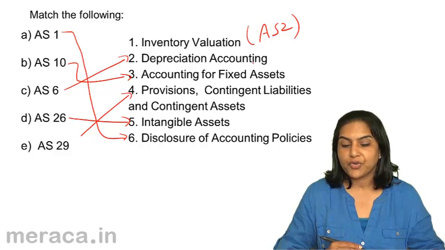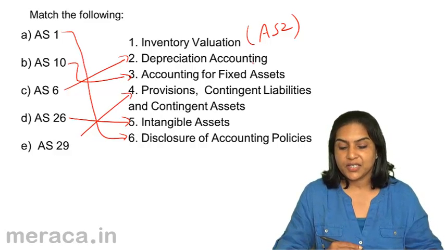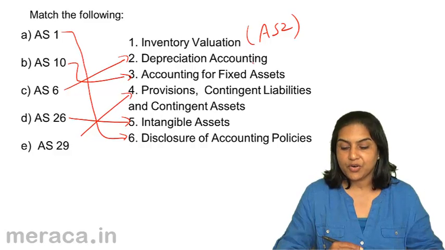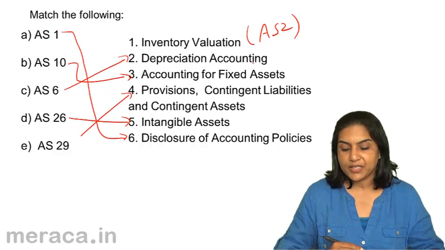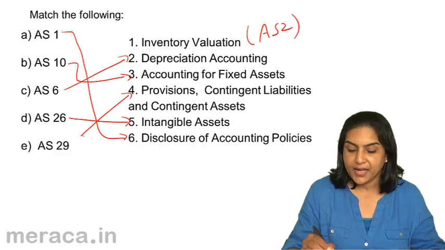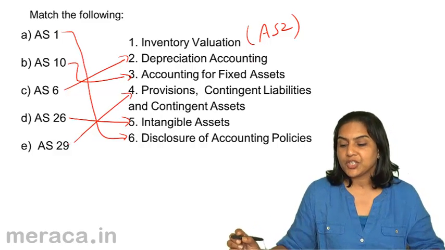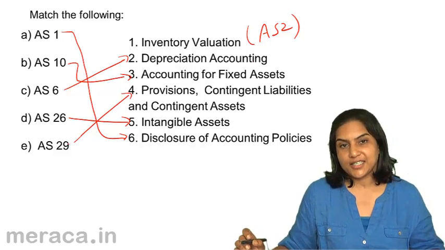AS1, disclosure of accounting policies. 10 is fixed assets. 6 is depreciation accounting. 26 intangible assets. And 29 is provisions, contingent liabilities and contingent assets.